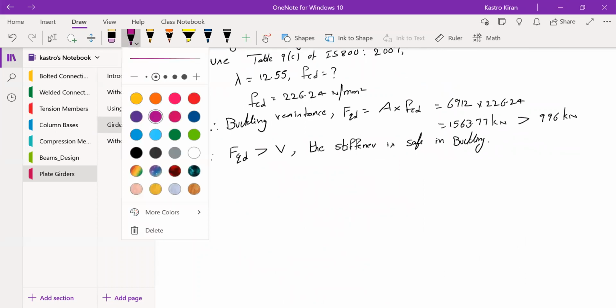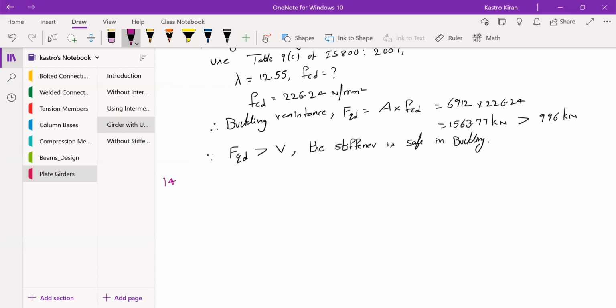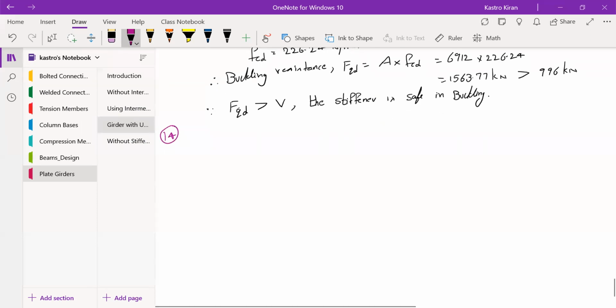Now let's find out the next step, which is the 14th step, the bearing strength of the end stiffener. So you have to check for the bearing strength of the end stiffener. So how do you check this?